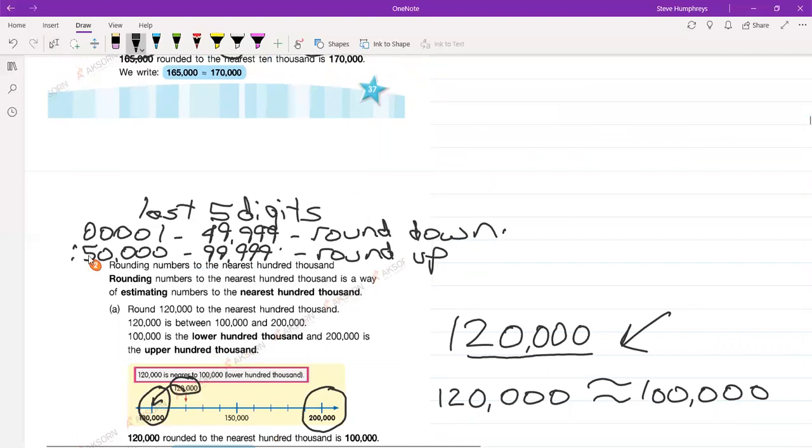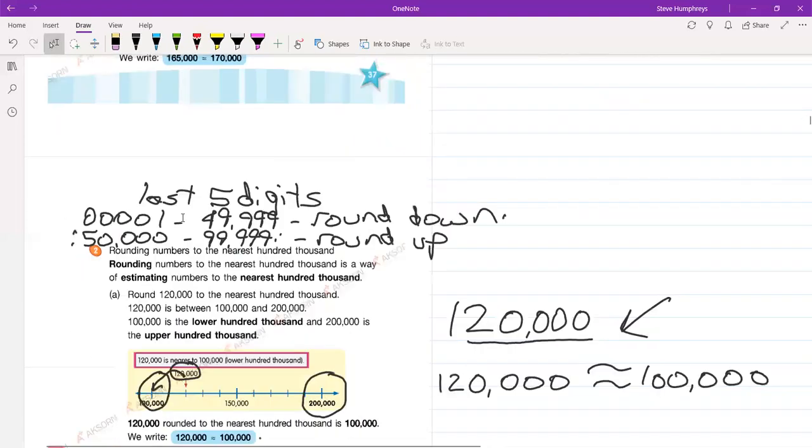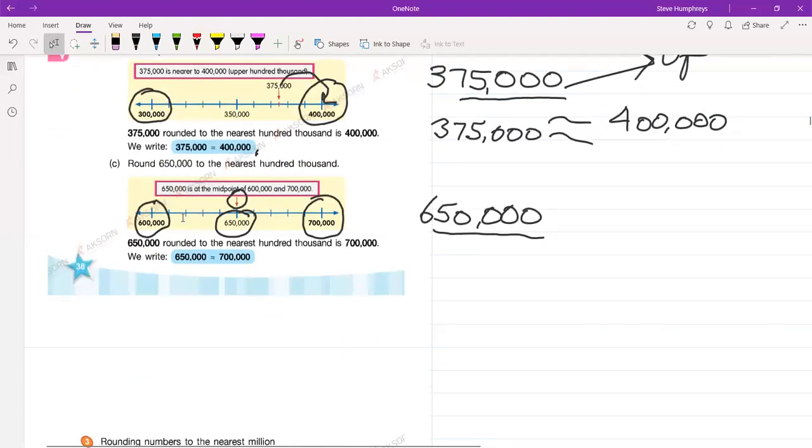Between 50,000 and 99,999. We've got to round it up, to the nearest multiple of 100,000, which is 700,000.